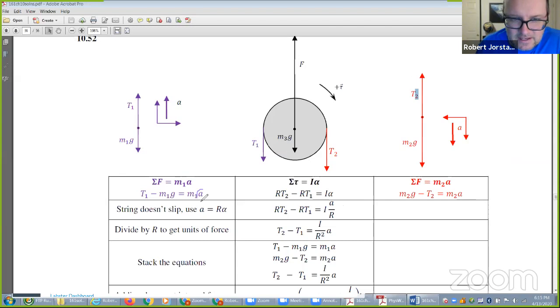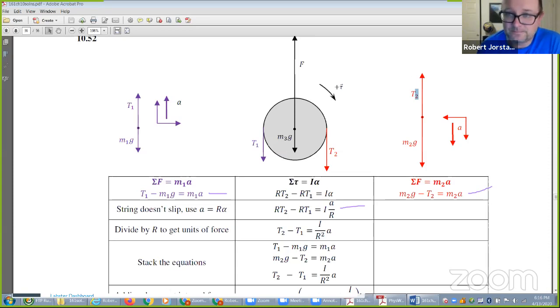Notice this has got A in it. This has got A in it, and this has got A in it. Those are all the same. That is the magnitude of translational acceleration of the blocks. Because they are connected by the same string at the same radius, they have the same A. All right, that's important. Well, now we've got an equation with A in it, another equation with A in it, and a third equation with A in it. I'm going to stack those equations.